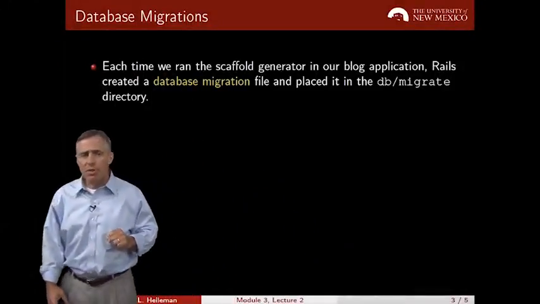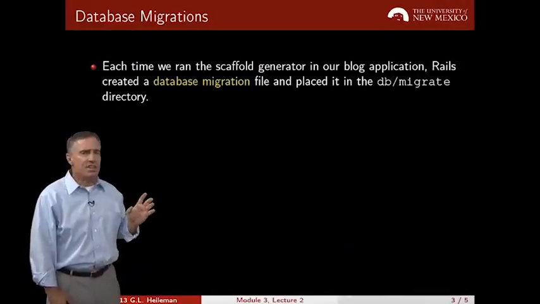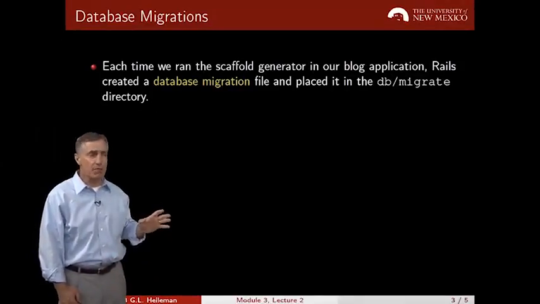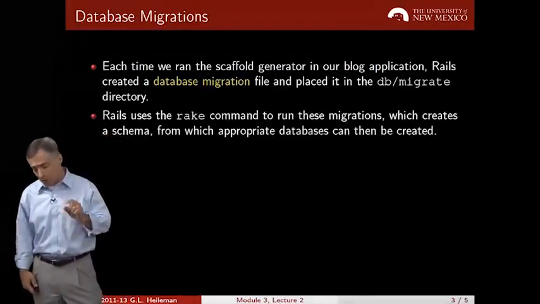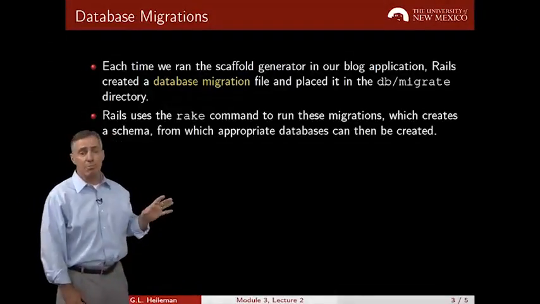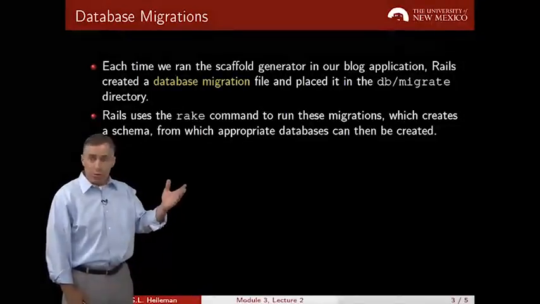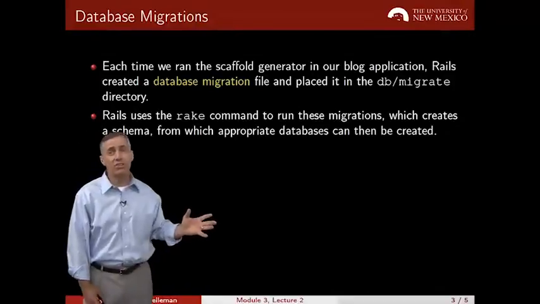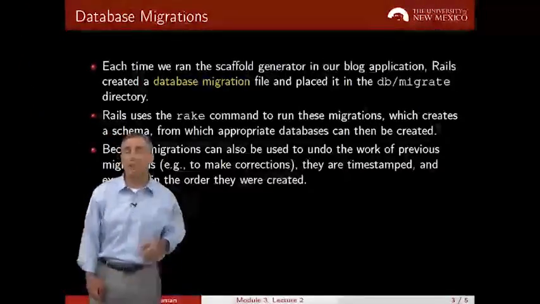Now, remember that when we ran the scaffold generator, or if you generate models as well, it creates a database migration. These migration files are in your Rails application, so take a look at them. They're in the directory db/migrate. When you ran the rake command, rake db:migrate, it ran those migrations and created a schema for you. And from that schema, your development database was created.